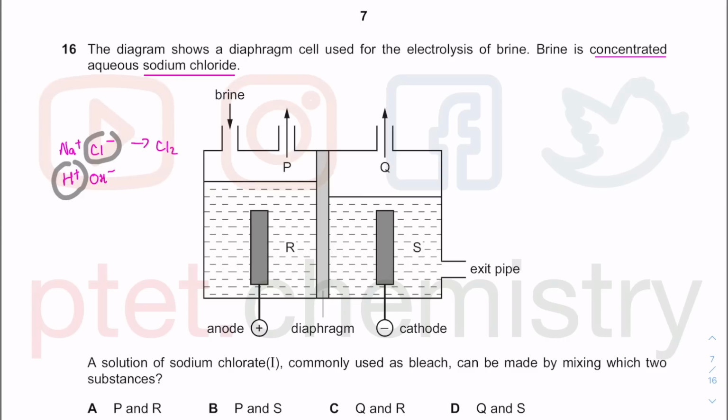Of course, I am not writing the balanced equation. You're going to get a reduction at the cathode, and then you're going to get oxidation at the anode, where you have loss of electrons, and you have gain of electrons at the cathode there.